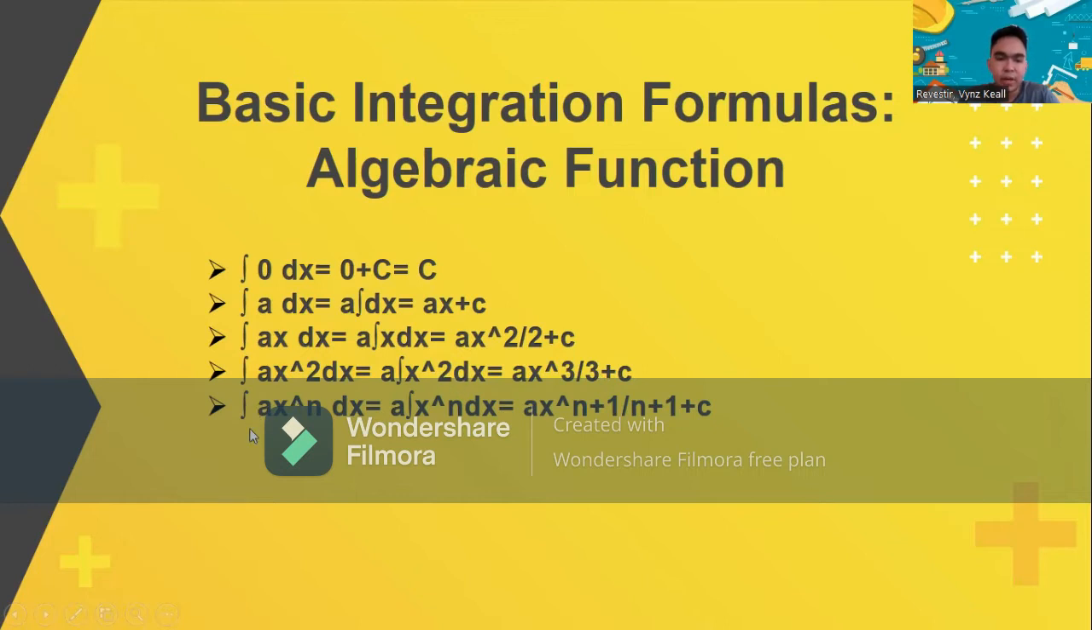Next is the integral of a x raised to n dx. Again, put out a and integrate x raised to n dx, equal to a, copy it, x raised to n, the integral of it is x raised to n plus 1 over n plus 1. Why n plus 1? Because if we are going to integrate, we're just going to add 1 to the exponent and copy it as the denominator and add the constant c to your final answer.